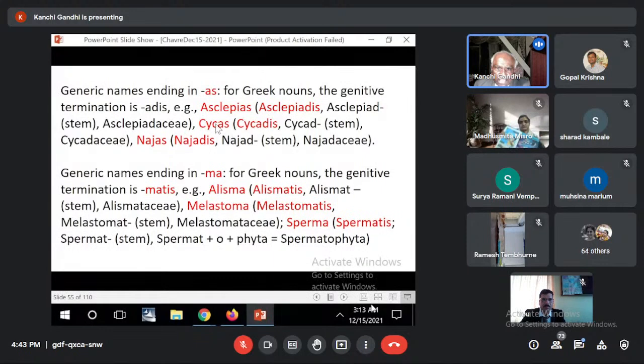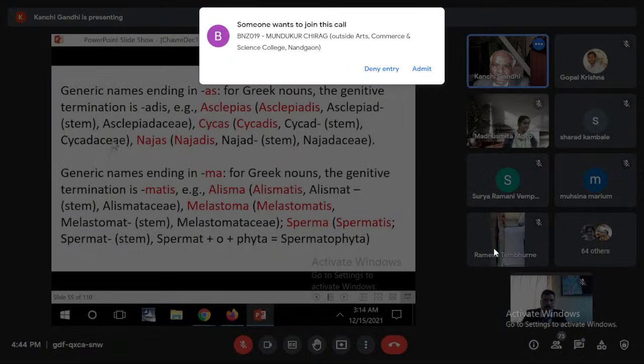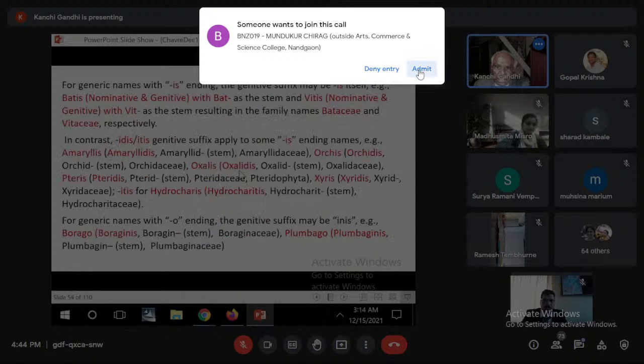Likewise for Cycas, its genitive form is Cycadis. And the stem is Cycad to which you add AC to make it Cycadaceae. So now, as I mentioned earlier, before making a family name, you need to find out the genitive form. Without finding the genitive form, you cannot make the correct family name. So unless you know for Cycas the genitive form is Cycadis, you are not going to get the family name Cycadaceae. Likewise, unless you know for Oxalis the genitive form is Oxalidis, you are not going to get Oxalidaceae. Likewise, for Pteris, unless you know the genitive form is Pteridis, you are not going to get the division Pteridophyta.